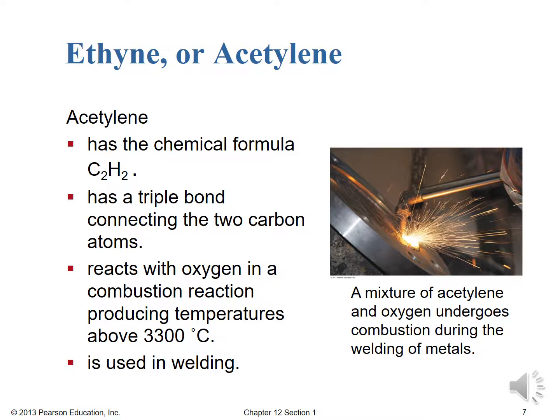So it has the formula C2H2. It has that carbon-carbon triple bond, which is why when the carbon atoms each make 4 bonds, they have just 1 bond left to make with a hydrogen. It reacts with oxygen in a combustion reaction that produces a very high temperature, above 3,300 degrees Celsius. So that's a very hot reaction, and as a result, its major application is in welding. So acetylene torches are very common. Welders use them all the time. You'll probably see the acetylene tanks if you ever have to have anyone do any welding at your house or go and get anything welded professionally.